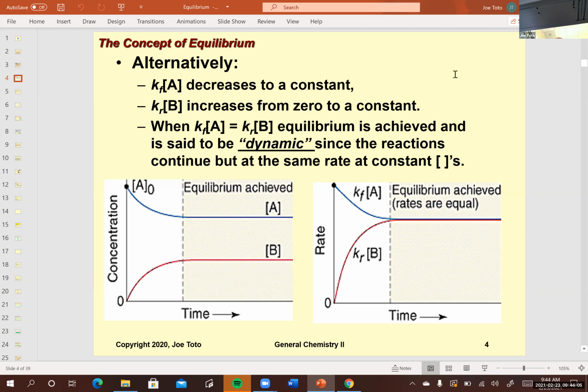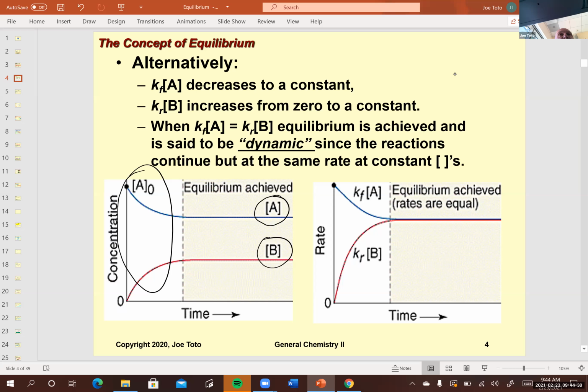So we took a look at this graph last time, and we said, okay, this is the kinetic region here where we have changes of concentration, but then we get to a point in time where they stop changing. And in this picture, we noted that at equilibrium, the concentration of the reactant is higher than the concentration of the product. But that's not always the case.